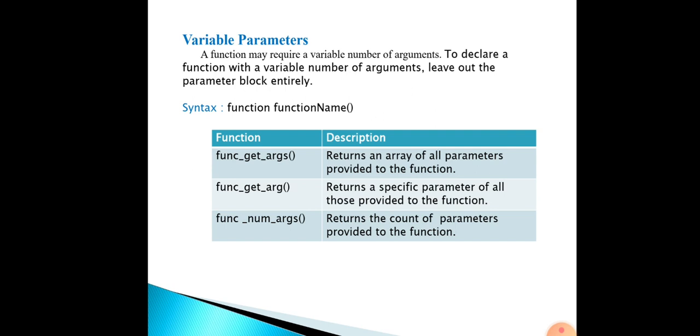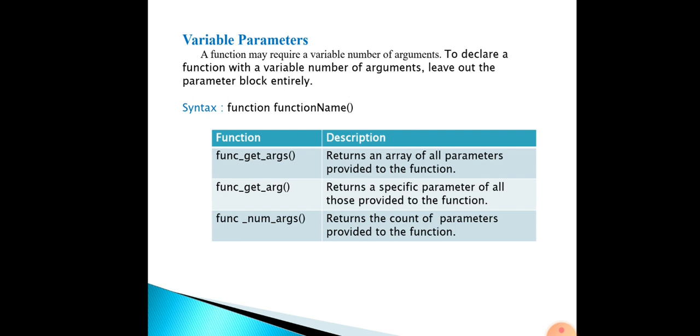Now we see variable parameters. A function may require a variable number of arguments instead of having a fixed number of arguments. PHP has support for variable-length arguments in user-defined functions. This is implemented using the ... token in PHP 5.6 and later versions, and using the functions func_num_args, func_get_arg, and func_get_args in earlier versions.